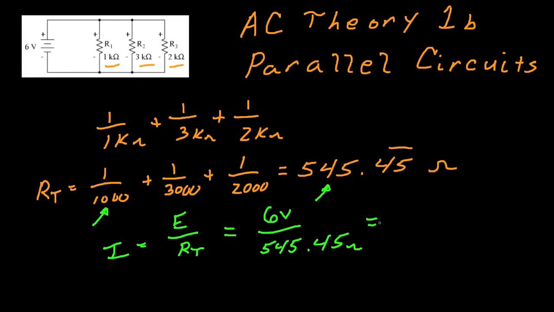6 divided by 545.45 is equal to 0.011 amps. Now if we convert that into milliamps, we would move our decimal point 1, 2, 3 places to the right, and that will be 11 milliamps. So we've got either 0.011 amps or 11 milliamps should be your answer to that problem. Okay, you try it, and then I'll move on to combination circuits, and I'll see you there.